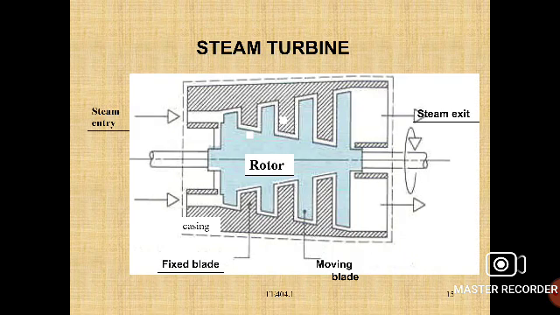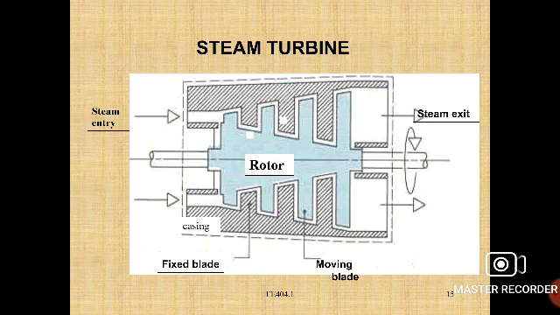You can observe the figure of a steam turbine here. In this figure, we have the steam entry from the left side, and the steam passes out from the right side. In the middle is the rotor, which is the shaft. The black color shows the fixed blades, and the blue color shows the moving blades. The moving blades have rotary motion.